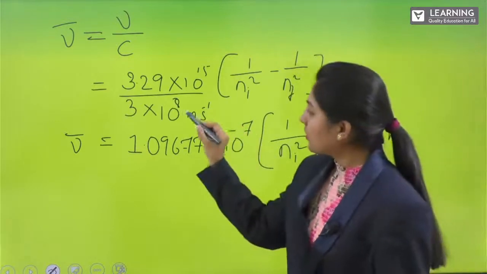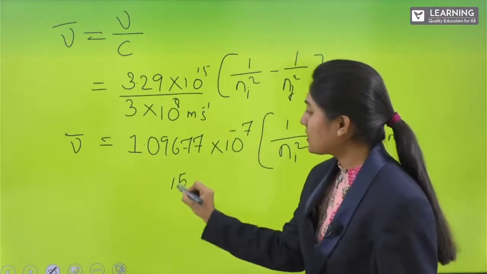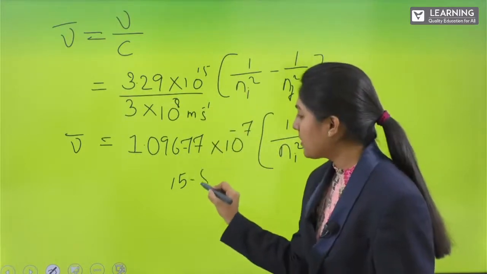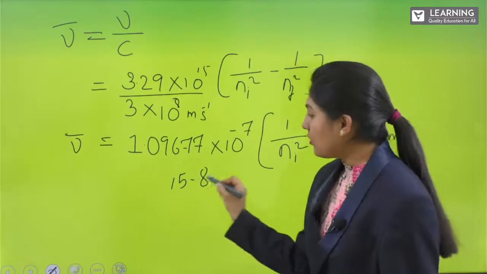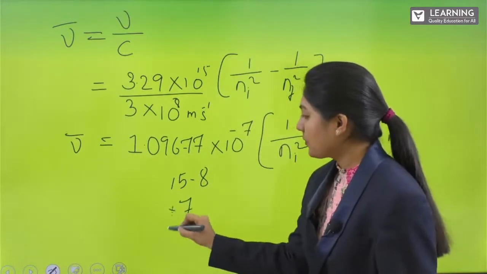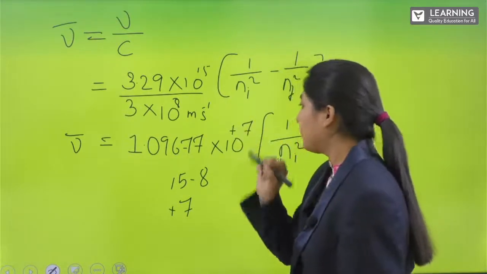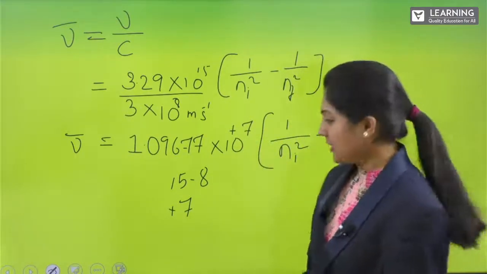Just a while. Here it is 10 raised to 15 and this is 8. When this comes to the numerator, it becomes 15 minus 8. So 15 minus 8 is plus 7. I have written here minus 7, right? So it should be plus 7. Hope you understand this. Good. So this is how we derive delta E, mu bar and mu. Hope you understand this, students. Any doubts? You can just comment.